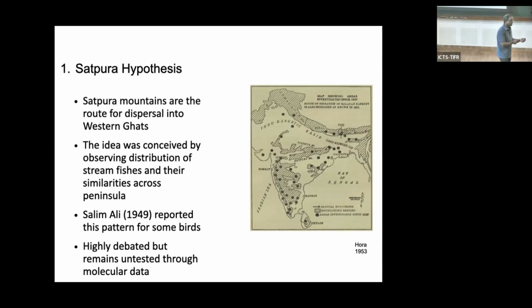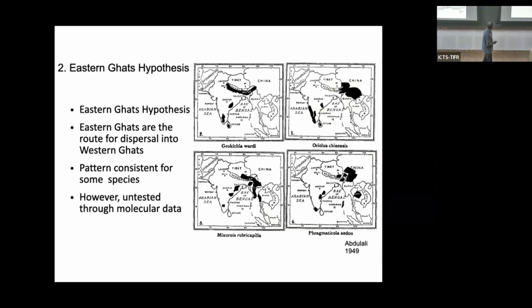And this was first suggested by Hora in 1953, who was actually looking at fish diversity. Later, Salim Ali, who was studying birds, reported this. And basically, it's still there. It's a very famous hypothesis in biogeography in India, but it's not really tested with molecular data. Zeba was talking about the directionality. No one has actually got molecular data and said that yes, this is the pattern that you see in terms of genetic data.